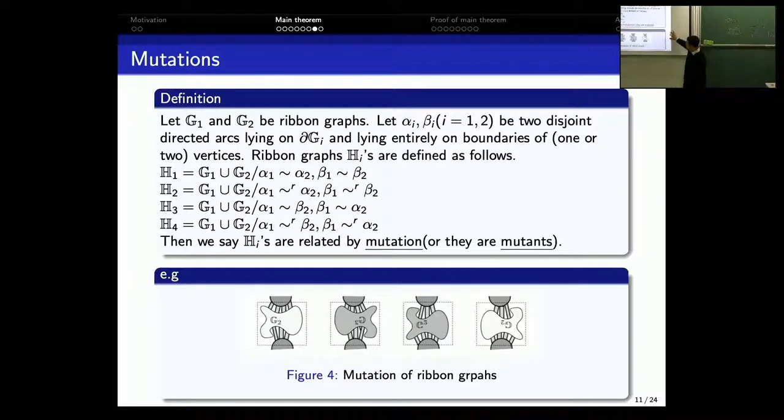You imagine there is G1 here, and we pick alpha 2 here and beta 2 here. So this one is one way of identifying G2 and G1. And if we want to identify in a reverse way, we have to do a kind of flip. And if you want to identify alpha to beta and beta to alpha, we have to flip upside down. And if we want to do it in a reverse direction, we have to flip it twice to get the fourth graph H.